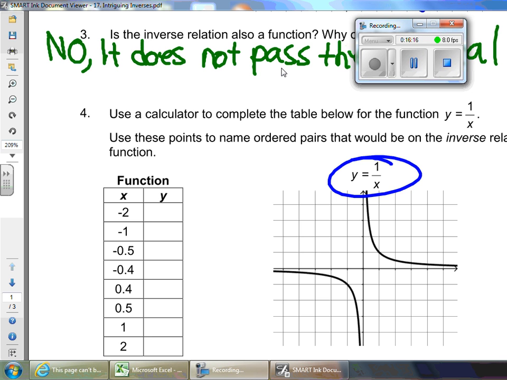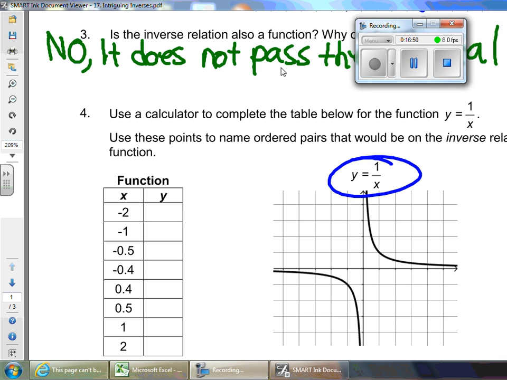So we have that if x is -2, the y value is -0.5. We also have if x is -1, the y value is -1. And you guys see this thing here? When x is 0, the y value or the function value is undefined. It is not 0. It's undefined. Okay, so I'm going to show you how to get those decimals.